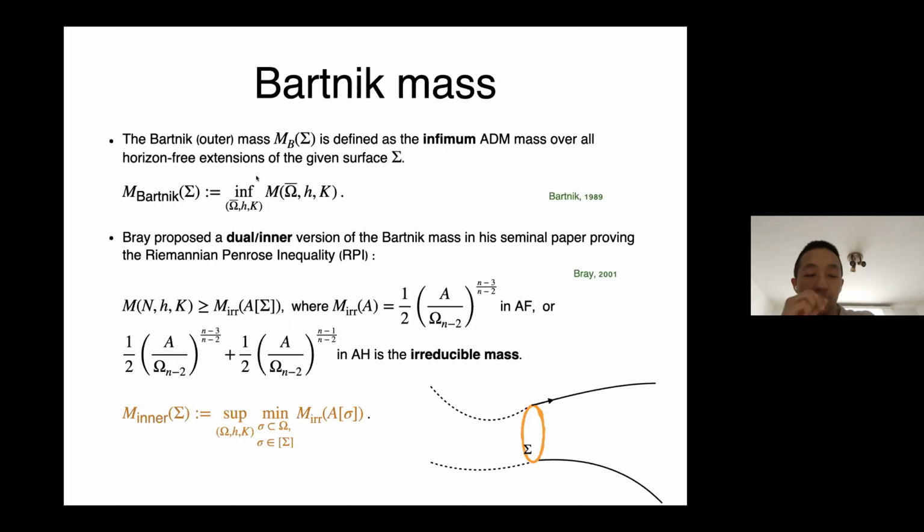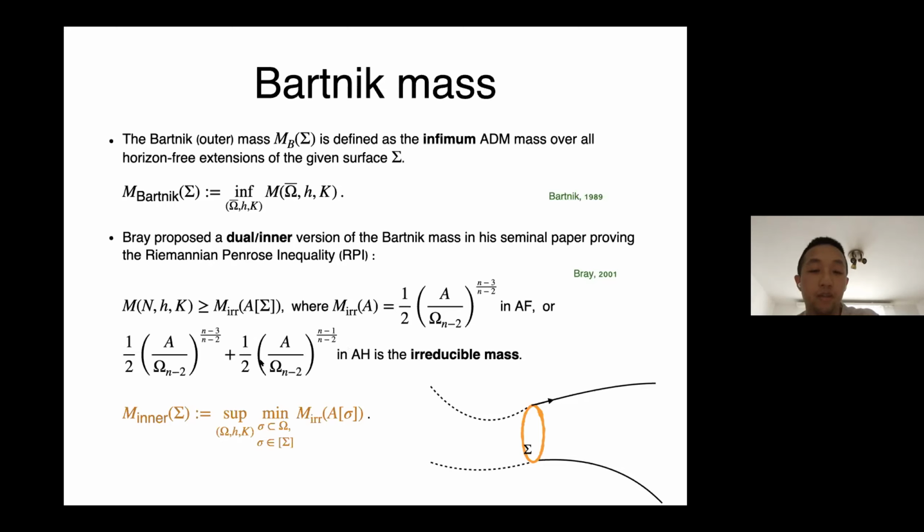The interesting thing I want to draw attention to, which is maybe not so familiar to you guys, is that Bray, in his seminal paper proving the Riemannian Penrose inequality, actually defined a dual version, or say an inner version, of the Bartnik mass motivated by the Penrose inequality. The Penrose inequality, as we also heard from Alejandro just now, is a statement that ADM mass is lower bounded by the irreducible mass, and the irreducible mass has a slightly different expression depending on whether it's asymptotically flat or asymptotically hyperbolic, or whether you have charge.